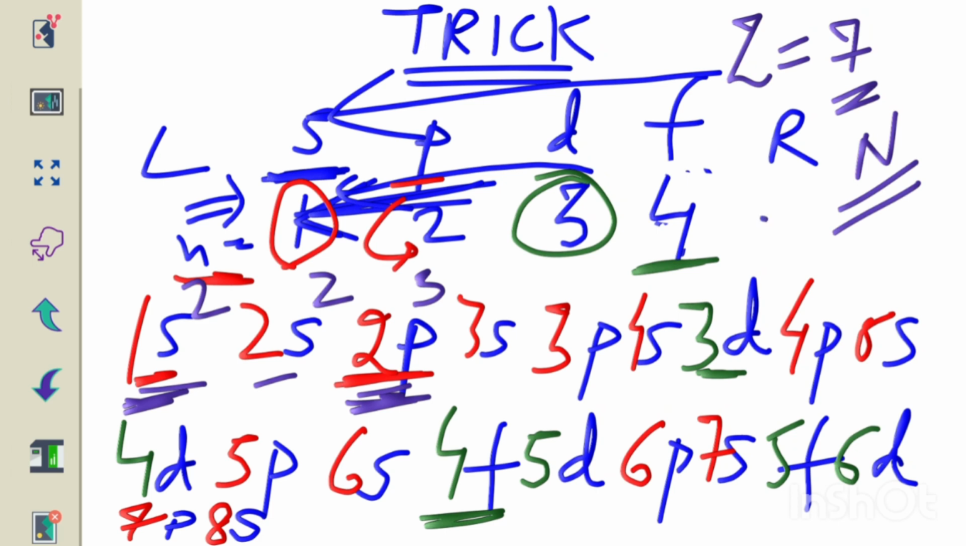If you want to do it for Z equal to 8, that is for oxygen, it will be 1s2, 2s2, 2p4.